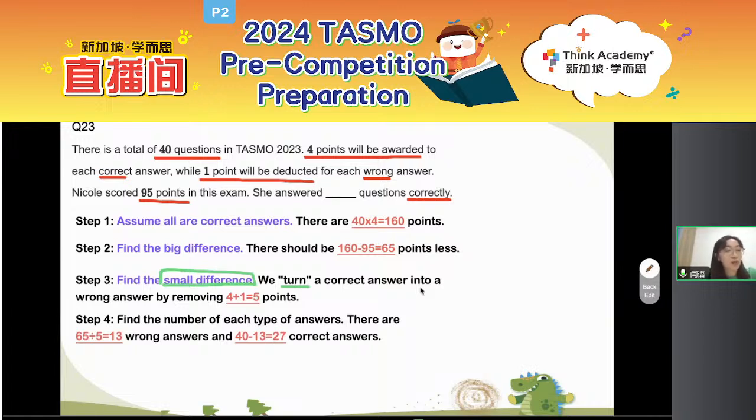For chicken and rabbit problem, also it is quite popular in TASMO for both P2 and P3. Okay, so here everyone do remember to follow the step. Assume, find the big difference, find the small difference, and then apply division. Okay.